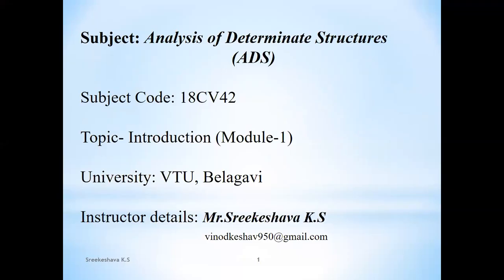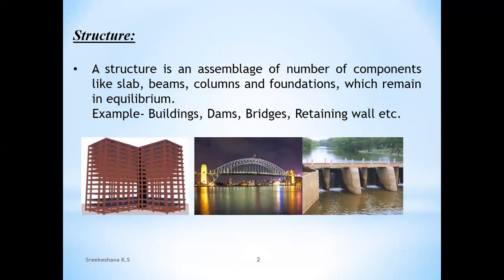Okay, so these are structures. What is meant by structure? I'm not going into detail at all. You know that it's an assemblage of a number of components like beams, slabs, columns, and foundations. But when we are designing structures, they must be in equilibrium. That's the main concept. I've also discussed this when we did planar and space structure equilibrium.